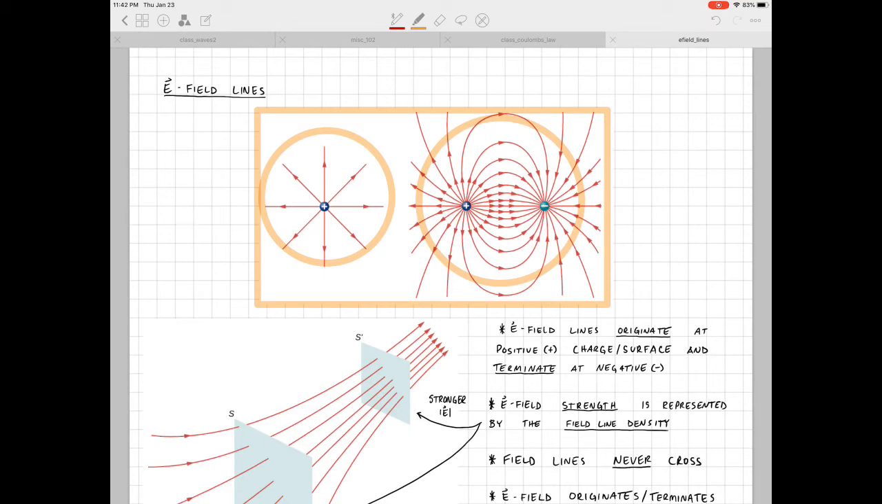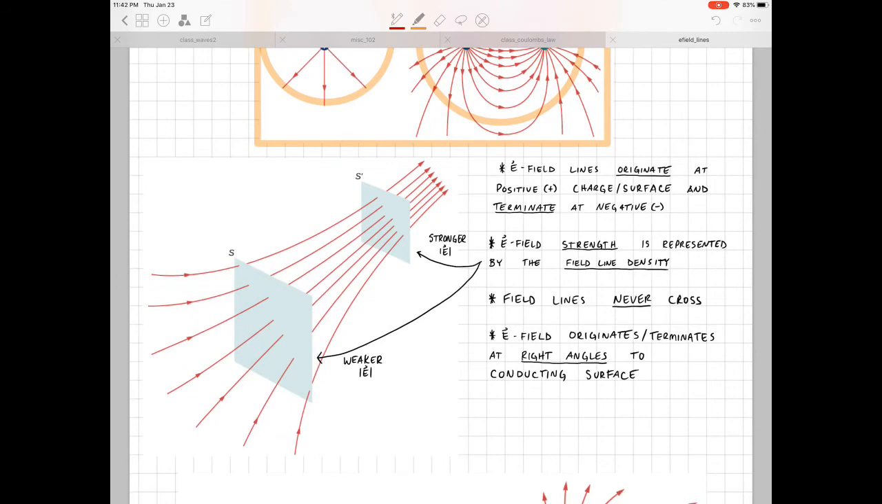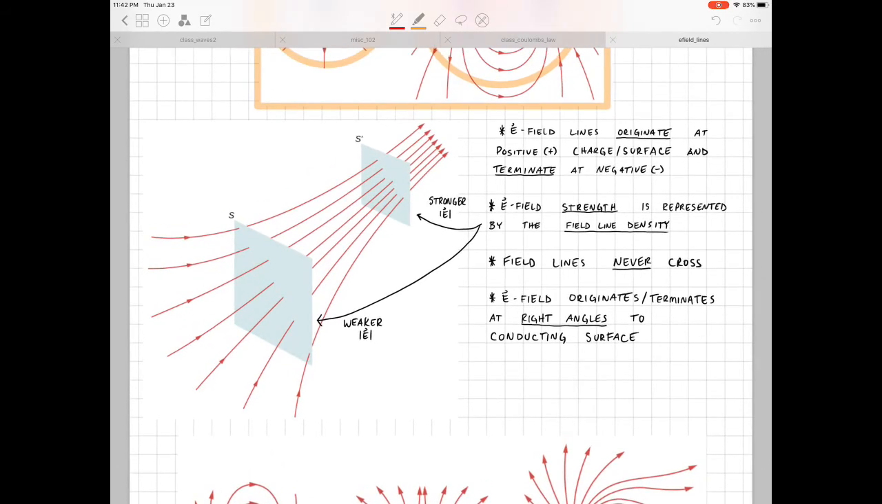Again, very similar to the electric field vectors, but this is sometimes a more useful way to visualize the electric field. Now, when you had electric field vectors, the strength of the electric field was determined by the length of the arrow, but there are no individual arrows now with electric field lines, and so the electric field strength is represented by the density of the electric field lines.